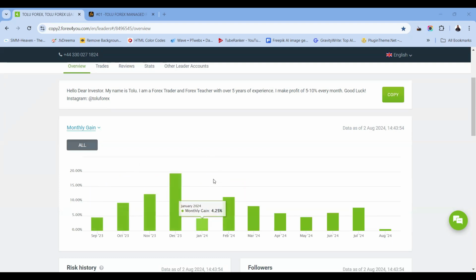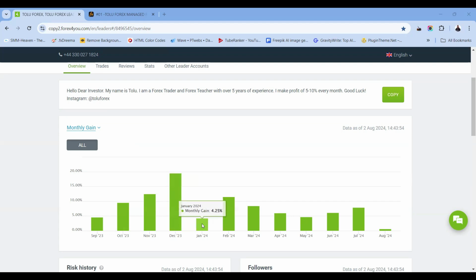I have another account that I've been running for 2 years plus. Now on this particular account, you can see that for the remaining days in September last year, it made 4.62%. In October, it was 9.49% in profit. November, 12.53% in profit. December 2023, 19.57% in profit. That's massive, right?